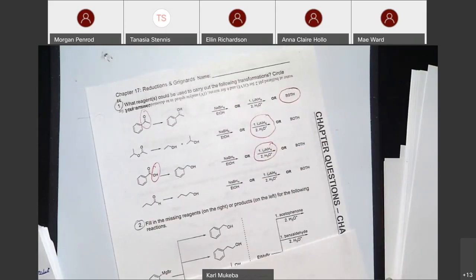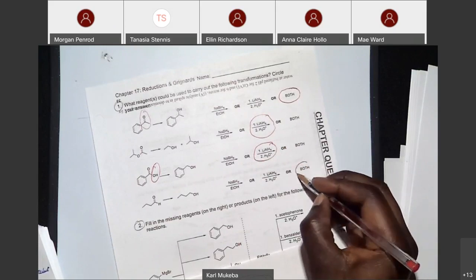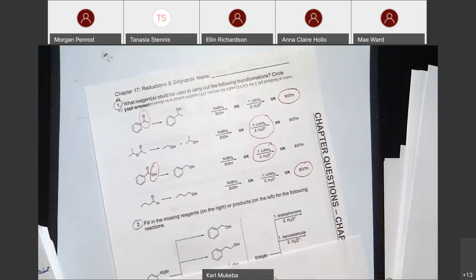So how about the last one? It is an aldehyde. So we know that NaBH4 can easily work with an aldehyde. So that means both reagents can be used to carry out the reaction. So does that make sense? You just have to make sure that you understand which reagent you should use, whether it's an aldehyde, carboxylic acid, ester, or ketone.